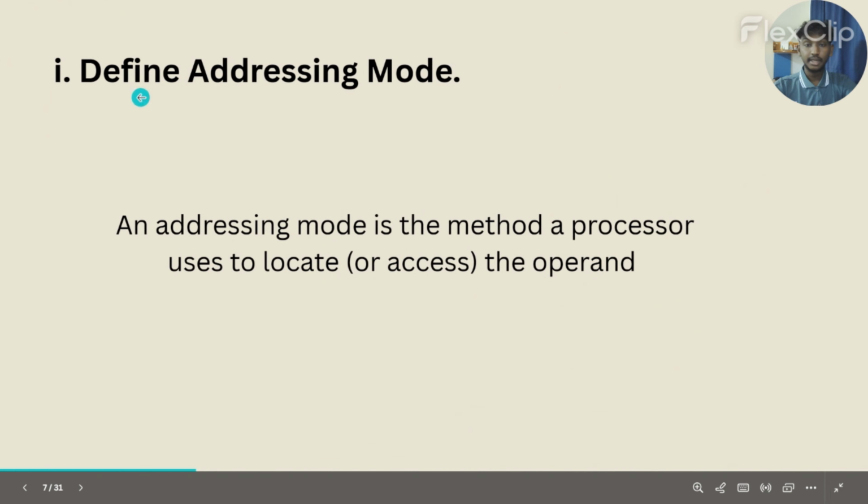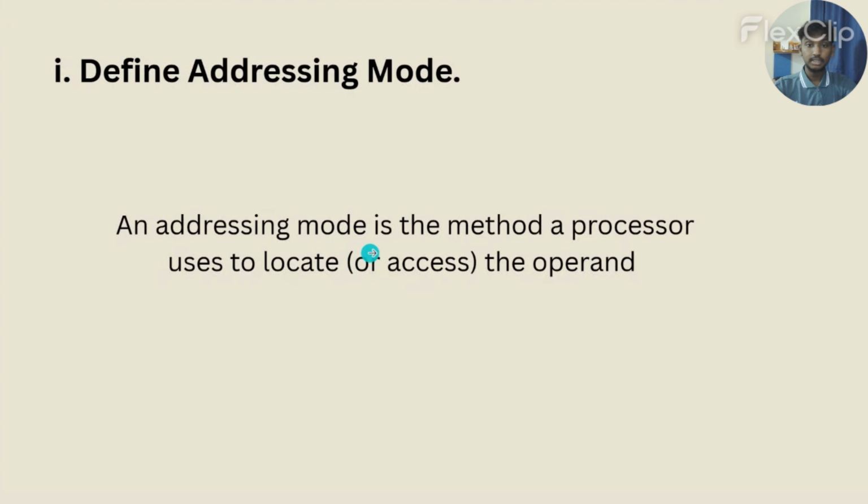Roman 1. Define addressing mode. An addressing mode is the method a processor uses to locate or access the operand. So basically, it tells the instruction where the address is.